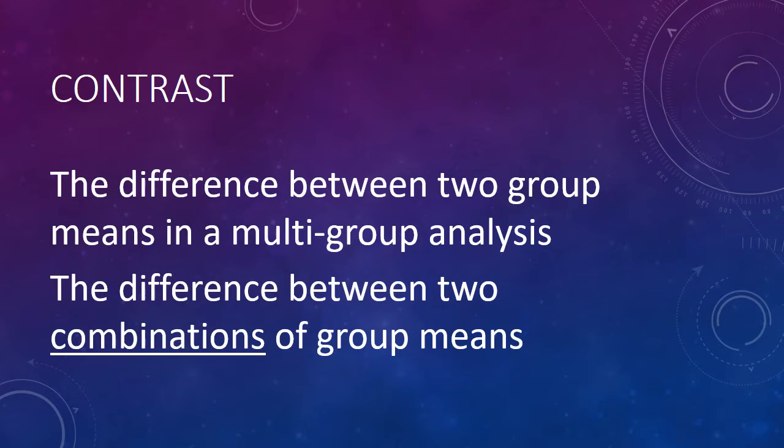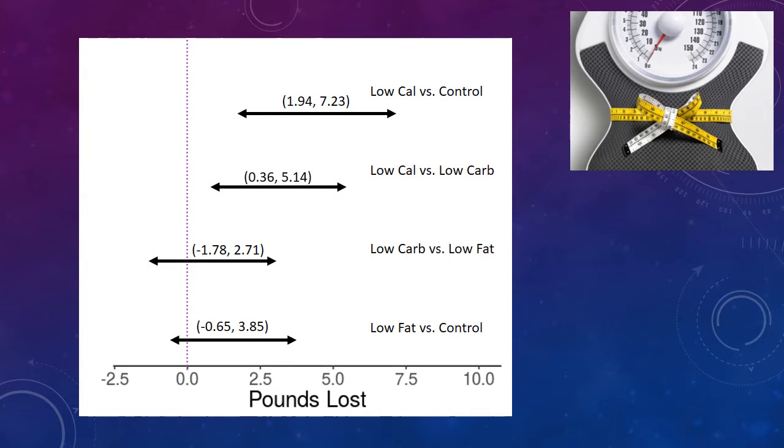Here are the 95% HDIs for several possible contrasts in our weight loss example. Based on these contrasts, the average weight loss for the low-calorie diet is probably somewhere between 2 and 7 pounds greater than the average weight loss with no particular diet. The weight loss for the low-calorie diet is also several pounds higher than the average weight loss for the low-carb diet. The low-carb and low-fat diets, on the other hand, have much more similar average weight loss.